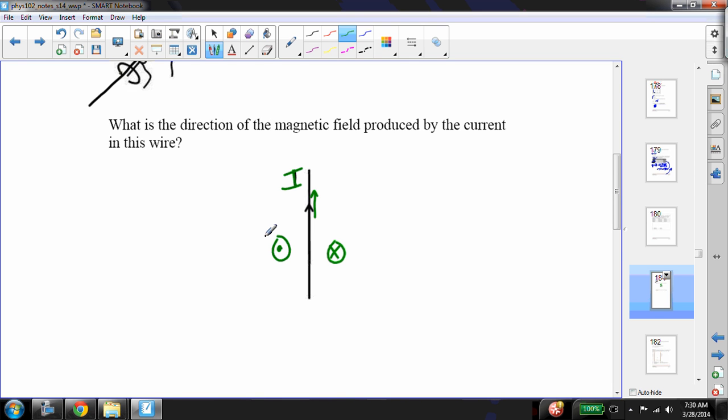You let your thumb go in the direction of the current, your fingers on the right-hand side would go into the page, and then they would wrap around behind the wire. So behind the wire, the magnetic field would actually go to the left. In the front of the wire, it would actually go to the right.